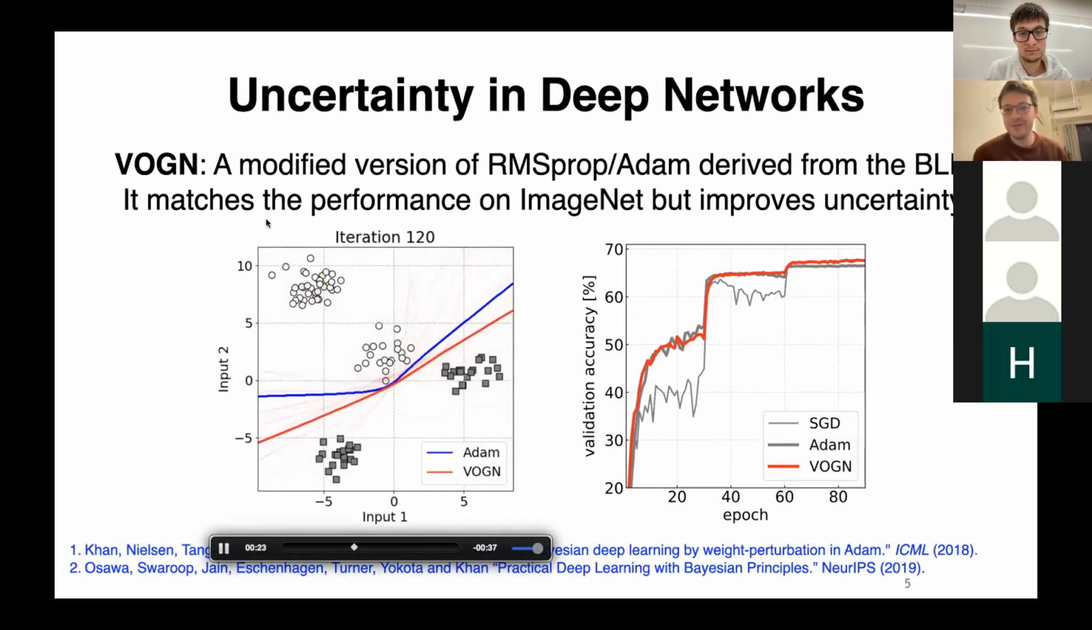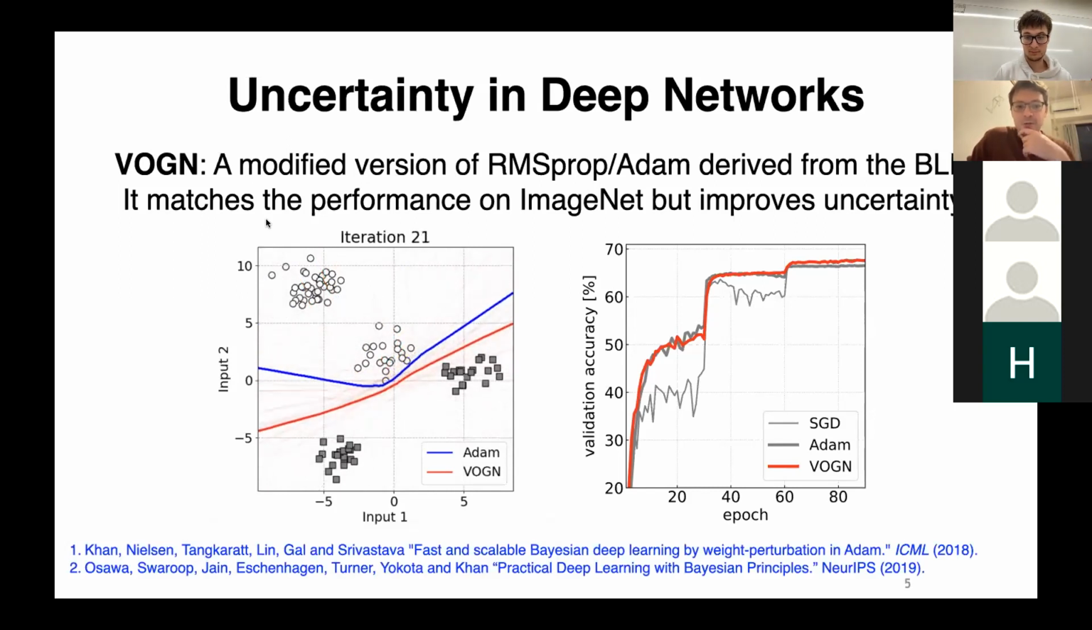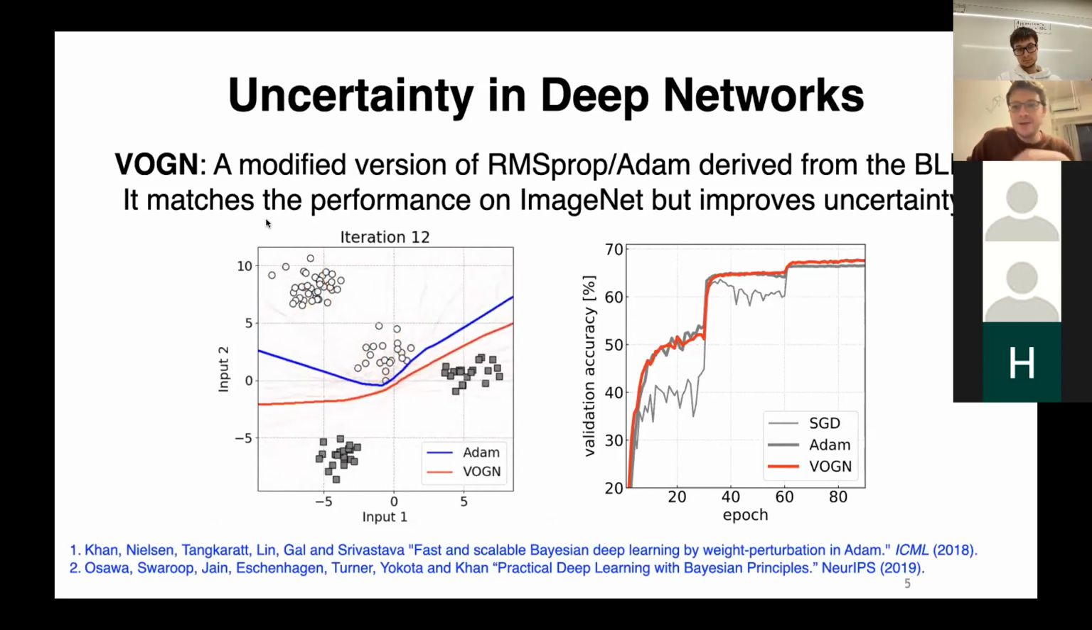And it matches the performance on ImageNet of these RMS-prop, ADAM type methods, but it improves the uncertainty estimates. In the figure, we can see in blue the ADAM optimizer, in red the Wogen optimizer, on a simple 2D classification example. At the beginning, the trajectories look quite similar because the methods are very similar, but eventually this Wogen method will converge to a better solution, which is maybe in a flatter minimum, due to the variational nature.